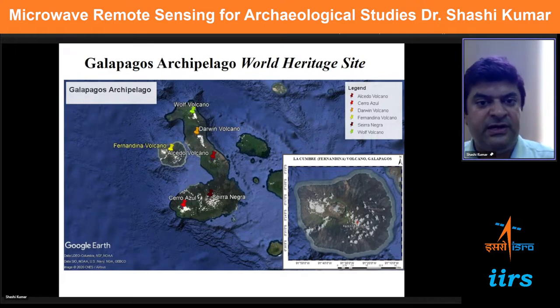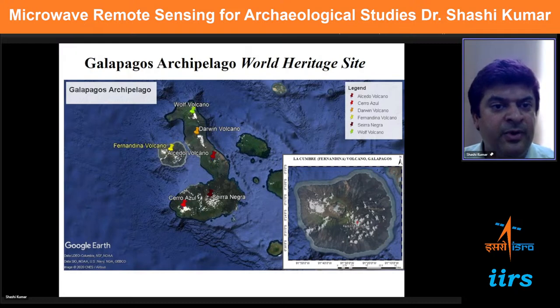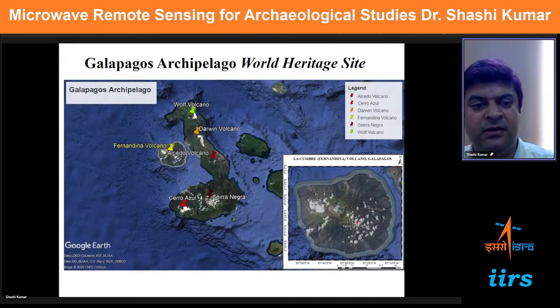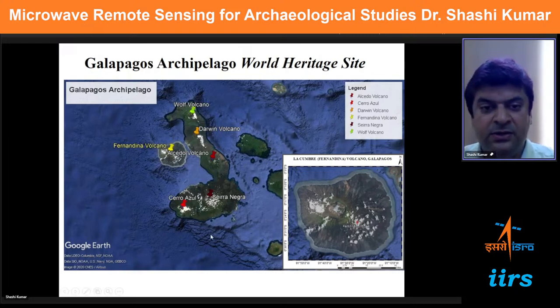Now we have seen several studies on cultural heritage sites, and there are several studies on natural heritage sites also. This is the Galapagos Archipelago, a UNESCO World Natural Heritage Site. Several volcanic activities are going on here, so one can do volcanic mapping and monitoring for this area. Mainly we focused on the La Cumbre volcano, but we did the mapping for the entire area. Fernandina La Cumbre volcano is this one.